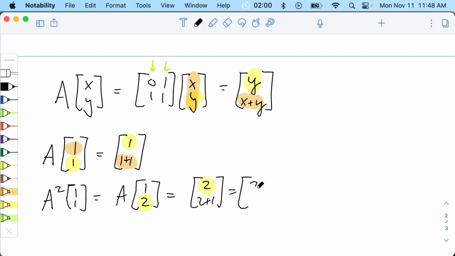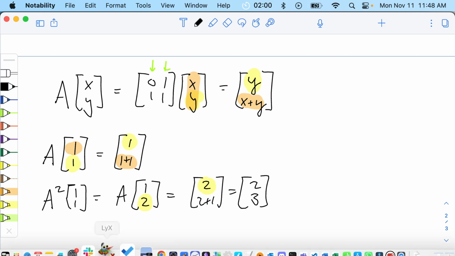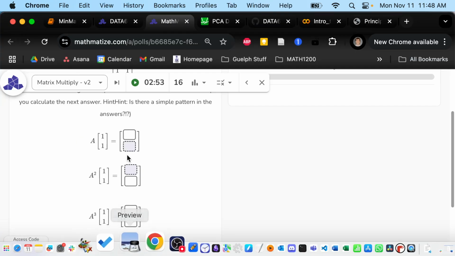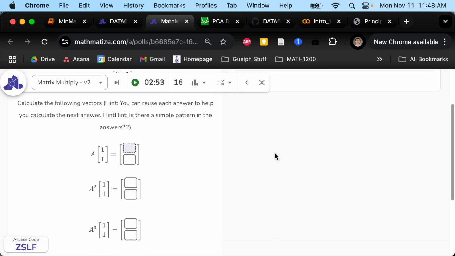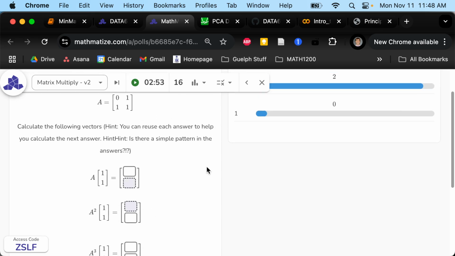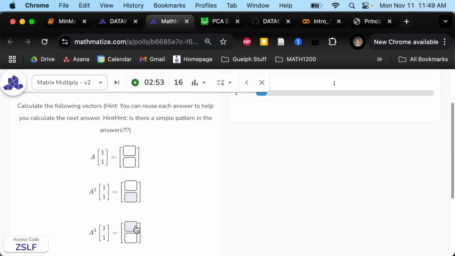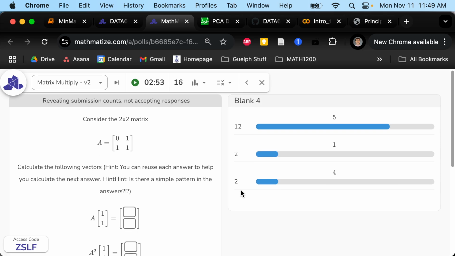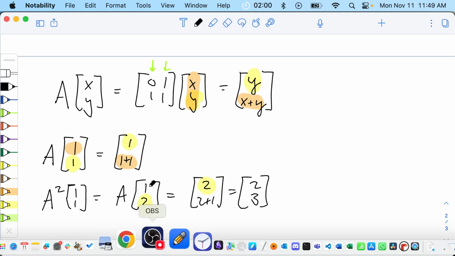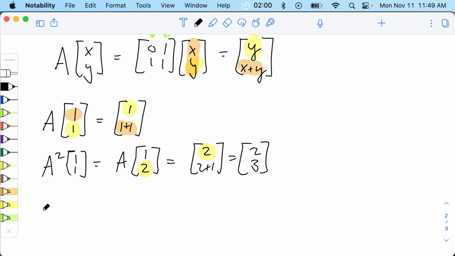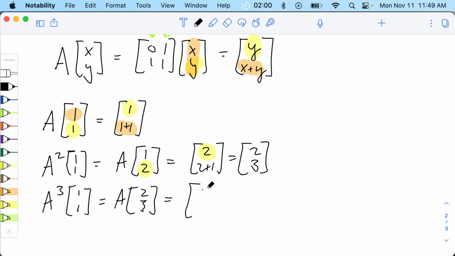So that's 2, 3. I don't know what you guys actually said. Is that what you said with the 2, 3? 1, 2, very good. 2, 3, very good. And then the next one is 3 and 5. I think I've figured out the pattern. So A cubed applied to 1, 1 is the same as A applied to our previous result of 2, 3, which is 3 and then a 5, 5 coming from 3 plus 2. This 3 became that 3.